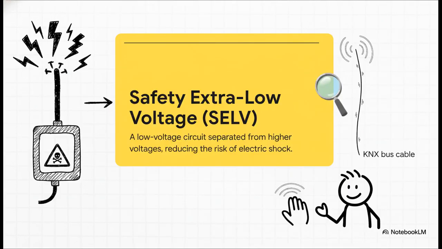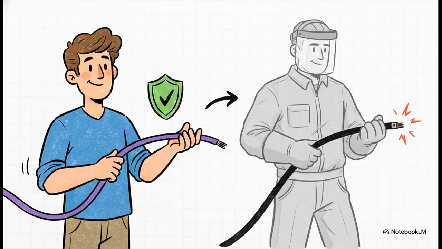So, why all the fuss about this one cable? Well, it all comes down to a critical safety concept called SELV. That stands for Safety Extra Low Voltage. All it really means is that the KNX bus runs on such a low voltage, and it's so well isolated from any high-voltage circuits that the risk of getting an electric shock from it is practically zero. And here's the real-world payoff for anyone installing or working on these systems. Because it's a SELV circuit, technicians can handle the bus line itself without needing any special safety gear or precautions. It just makes the whole process of installation and troubleshooting fundamentally safer and a heck of a lot easier.